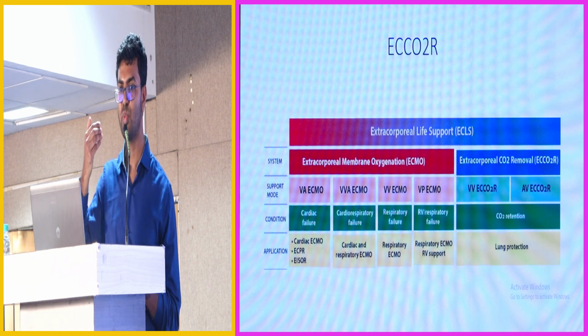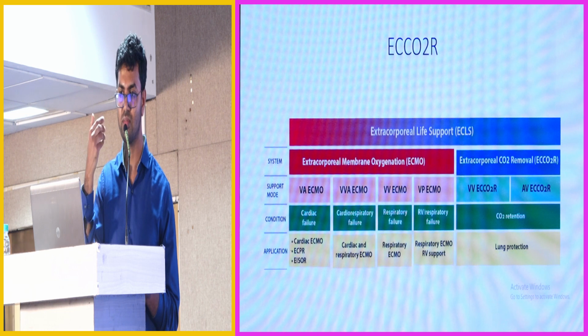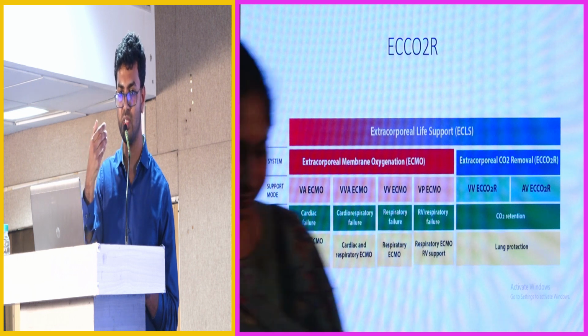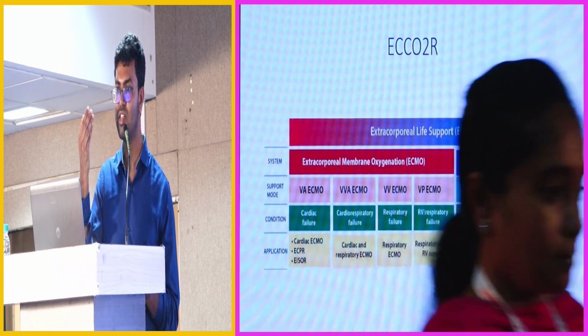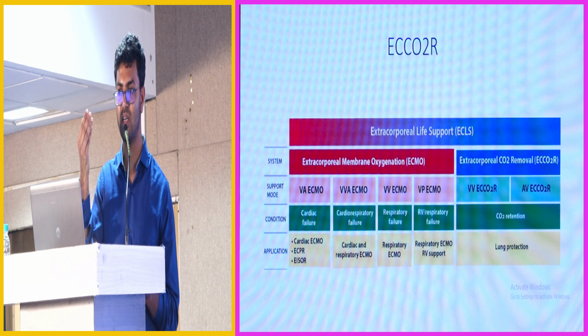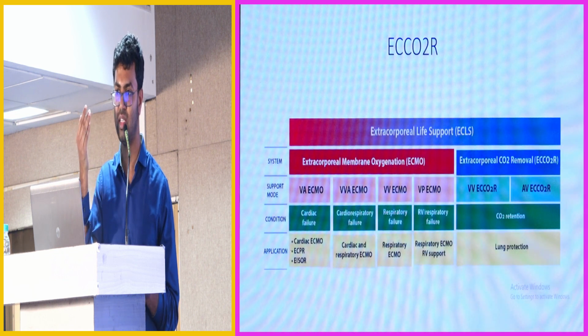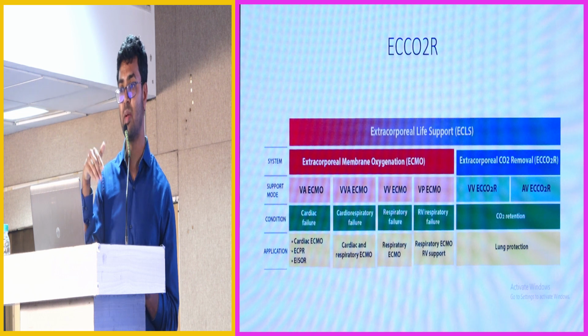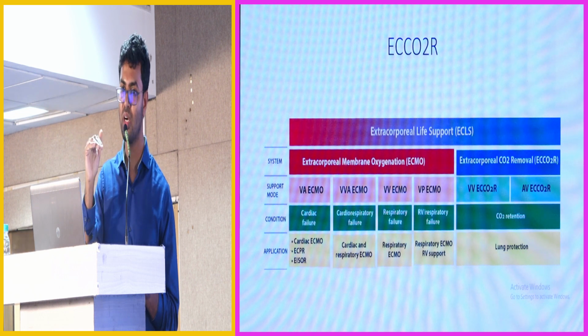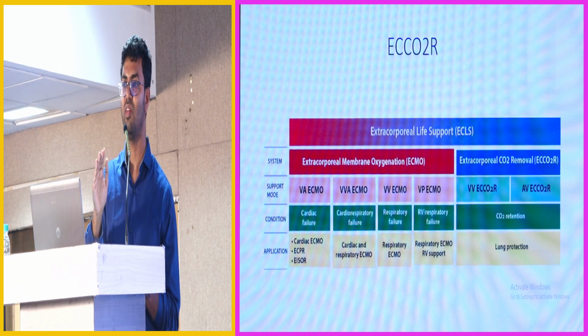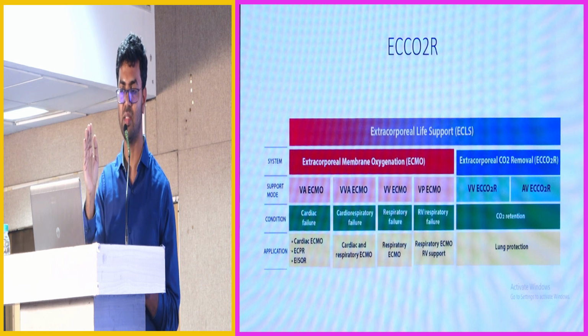When the ARDS protocol came, they started trying to protect the lung from the barotrauma, volume trauma and all. They started giving low tidal volumes to the patients. Initially they said 6 to 8 ml per kg. They should not go beyond 10 ml per kg. Then the guidelines came, 6 to 8 ml per kg. Then they said permissible hypercapnia. You allow the hypercapnia to build up, but give low tidal volumes. Go for less than 6 ml per kg.